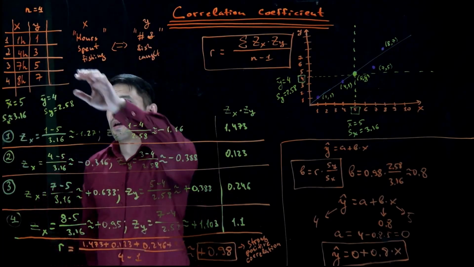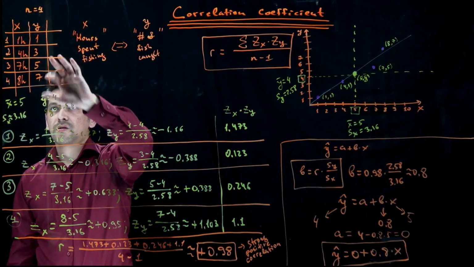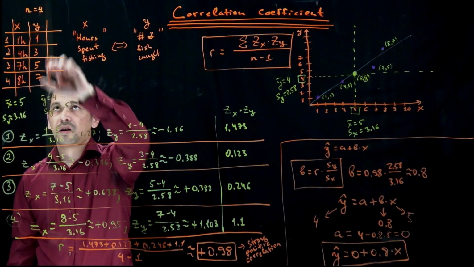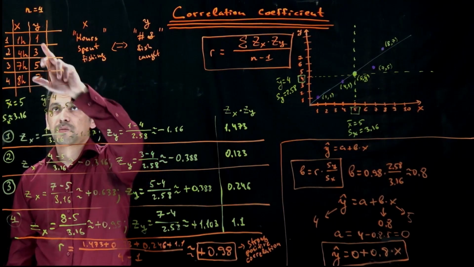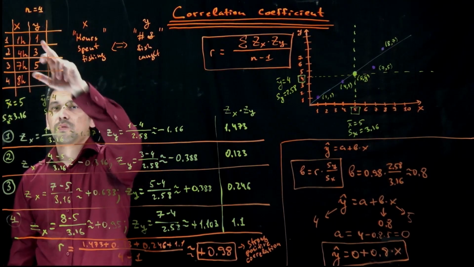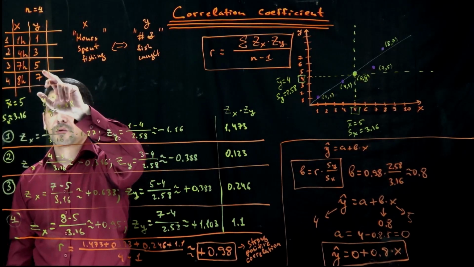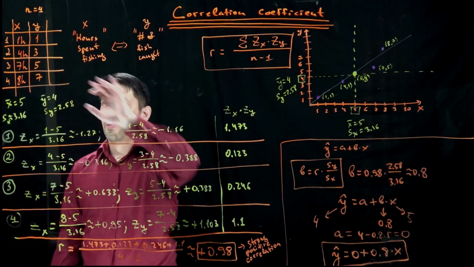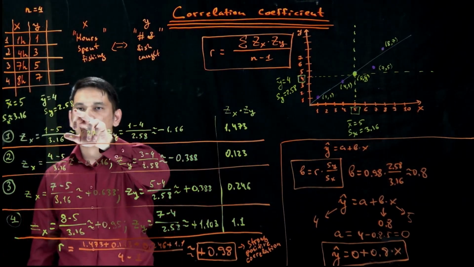Now to calculate the average for the variable y, you have to sum up all the y values. So it's 1 plus 3 plus 5 plus 7 divided by 4. That gives me 4. Now to calculate the standard deviation, you have to subtract each value from 4. (1 minus 4) squared plus (3 minus 4) squared plus (5 minus 4) squared plus (7 minus 4) squared divided by 4 minus 1. The square root of that result is equal to 2.58.